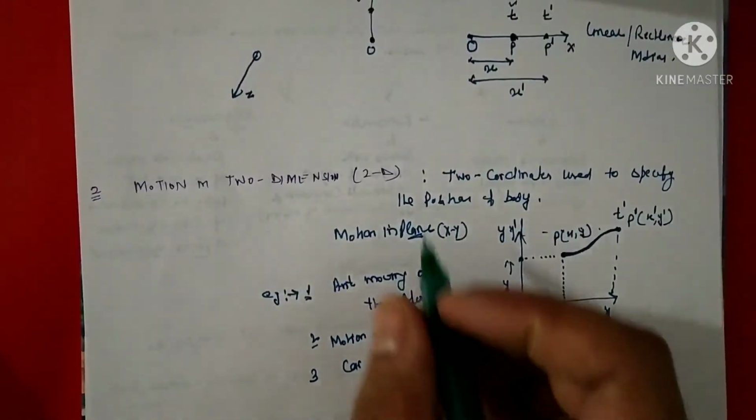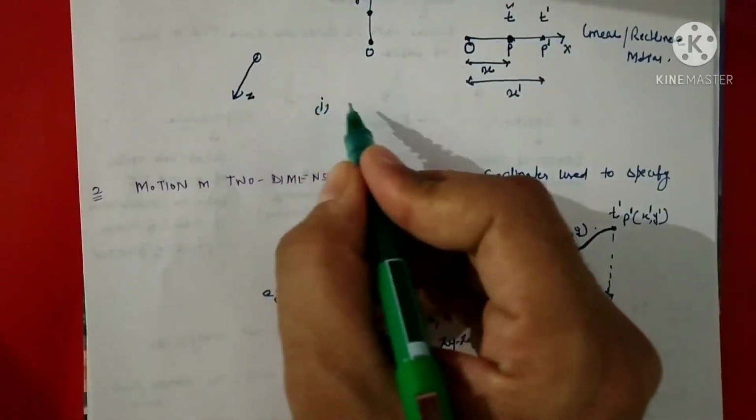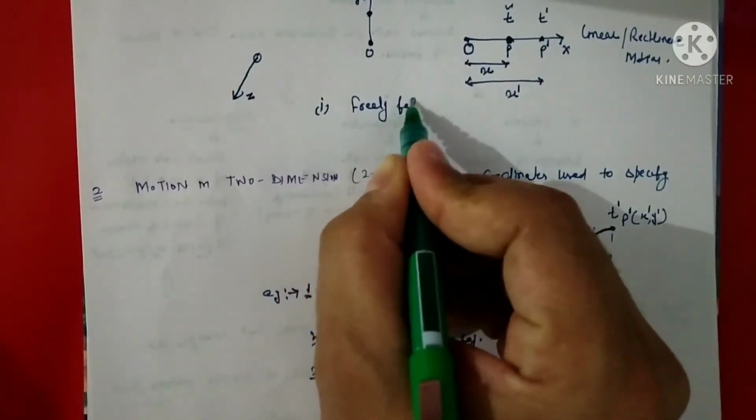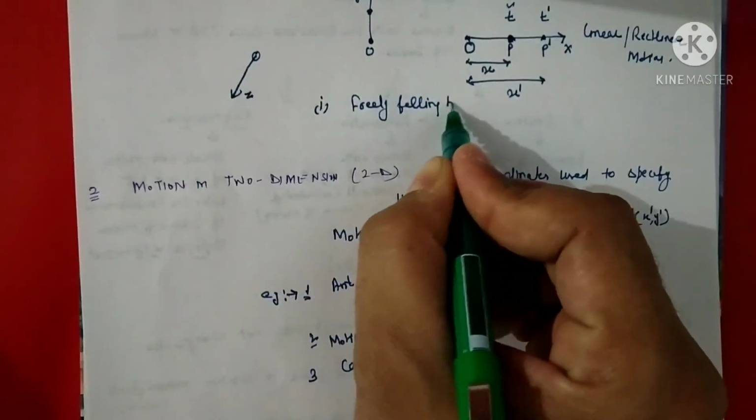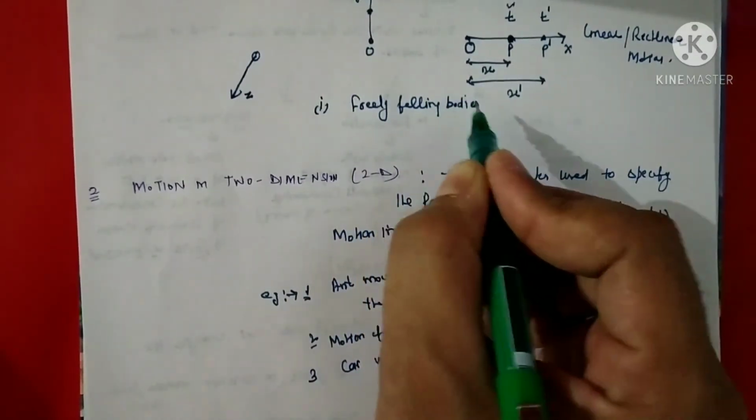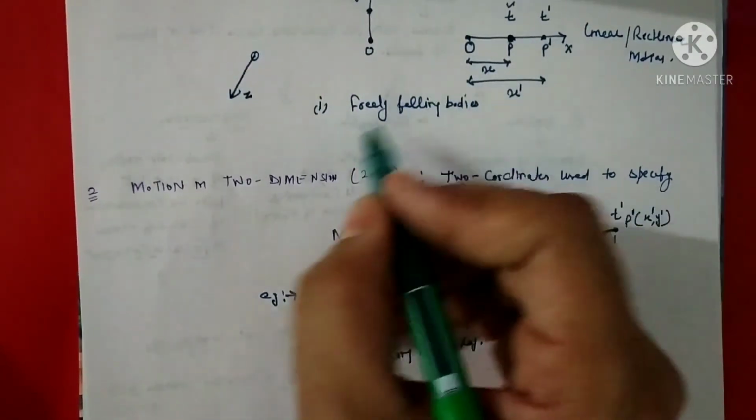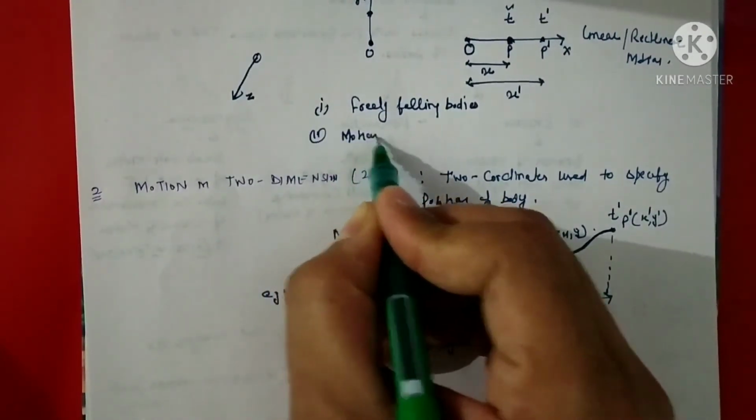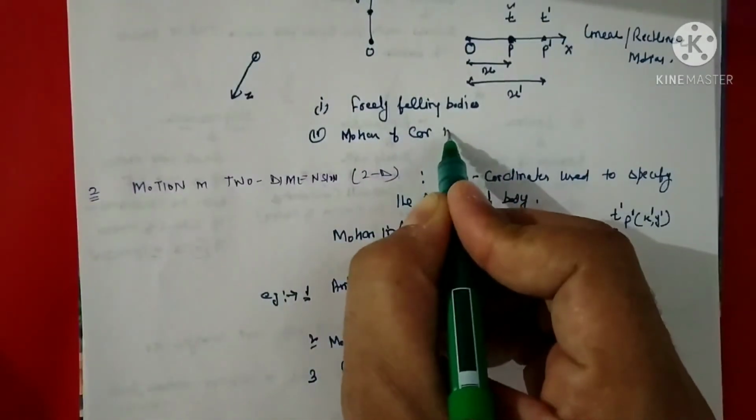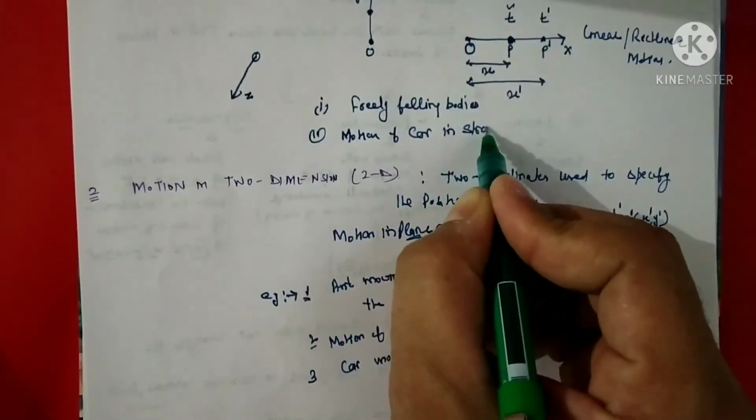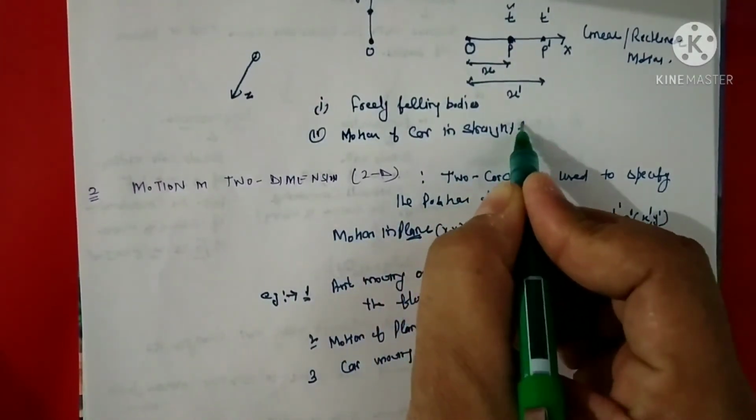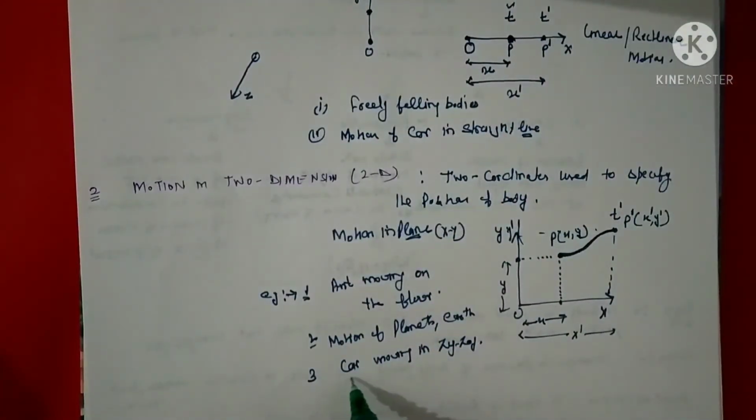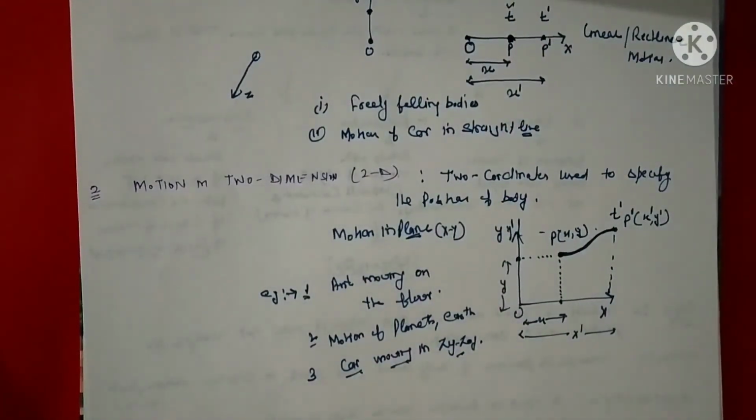In one-dimensional motion, examples are freely falling bodies. Freely falling bodies are undergoing one-dimensional motion, rectilinear motion. One more we can write is the motion of a car in a straight line. These are examples of one-dimensional motion. These are examples of two-dimensional motion.